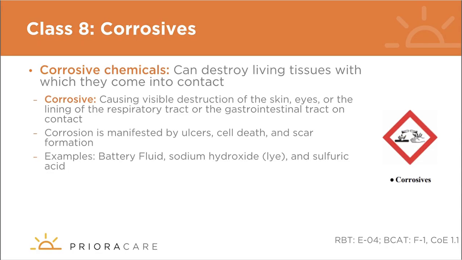Finally, Class 8 includes corrosives. Corrosive chemicals can destroy living tissue with which they come into contact. In toxicology, the term corrosive normally means causing visible destruction of the skin, eyes, or the lining of the respiratory tract or the gastrointestinal tract on contact. Corrosion is manifested by ulcers, cell death, and scar formation. Some examples of corrosive chemicals are battery fluid, sodium hydroxide, lye, and sulfuric acid.